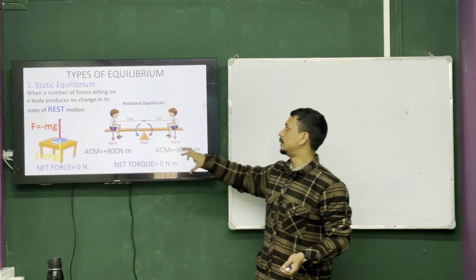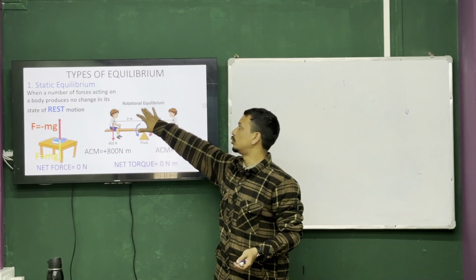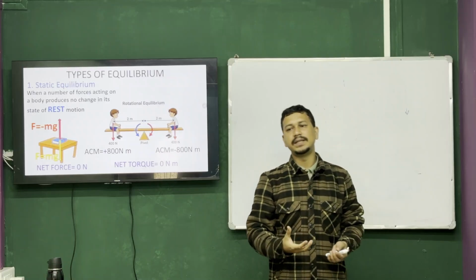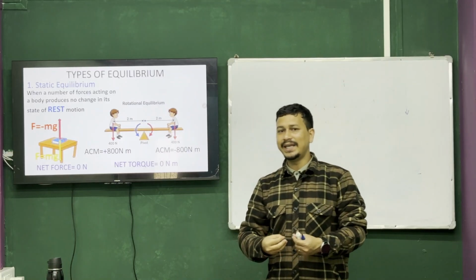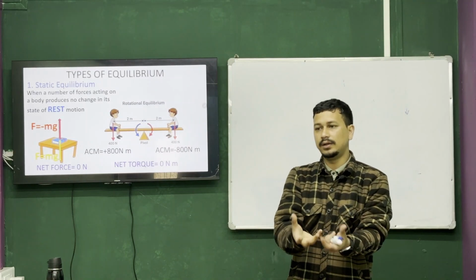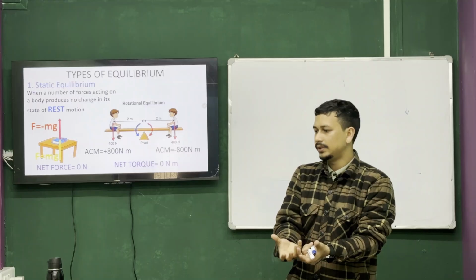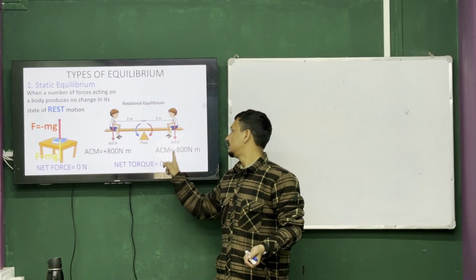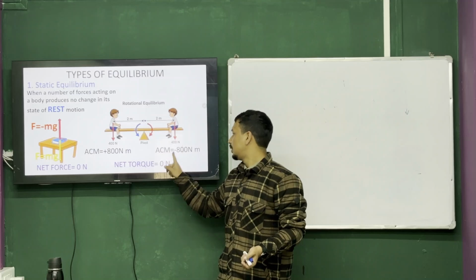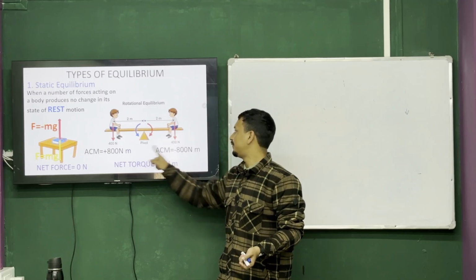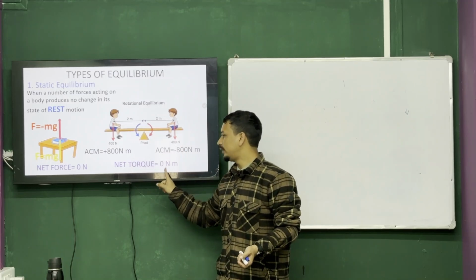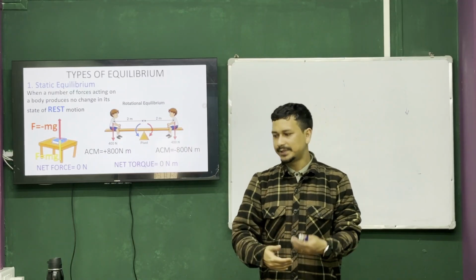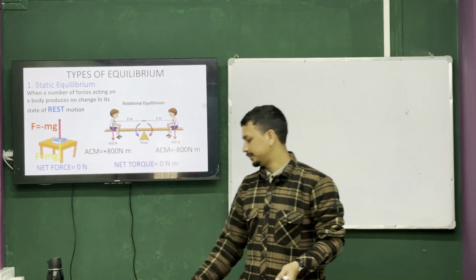This type of equilibrium is known as rotational equilibrium. This is a common jargon that is used in question papers. They will say, is this in rotational equilibrium? Then what do you have to do? You have to find the anti-clockwise moment, sorry, this should be clockwise moment, and then you have to add them both. If you get 0, then it is in rotational equilibrium. I'll explain this in detail when we do the numericals.